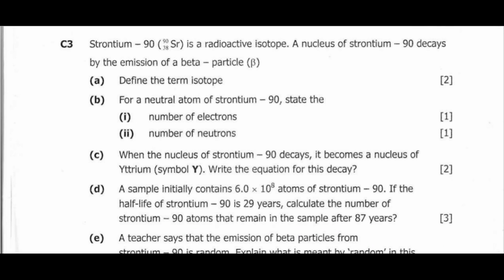The strontium, mass number of 90, 38 as atomic number, is a radioactive isotope. A nucleus of strontium 90 decays by the emission of a beta particle. Define the term isotope. So we want to define the term isotope.